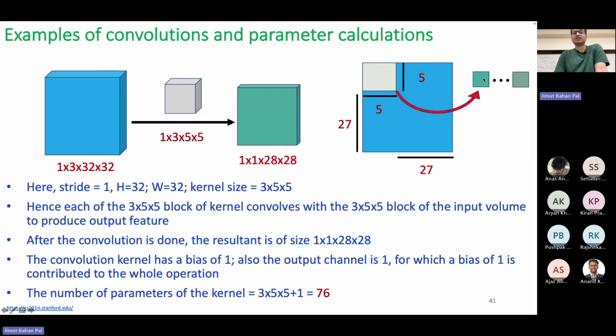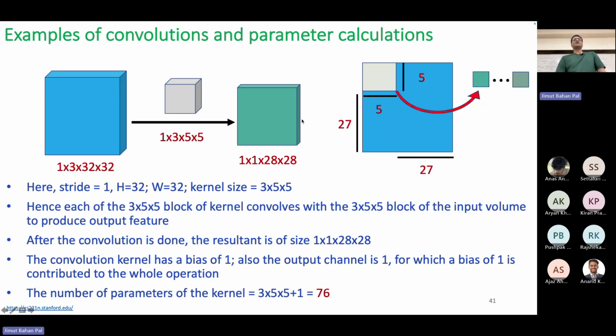This multiplication will contribute to a single element in the feature map. Since there are 27 more operations to be done, the output feature map will be 28 pixels across the width. Similarly, it will go on sequentially across the height also. It will be around 28 on this dimension as well. So the output feature map will be 1 cross 28 cross 28.